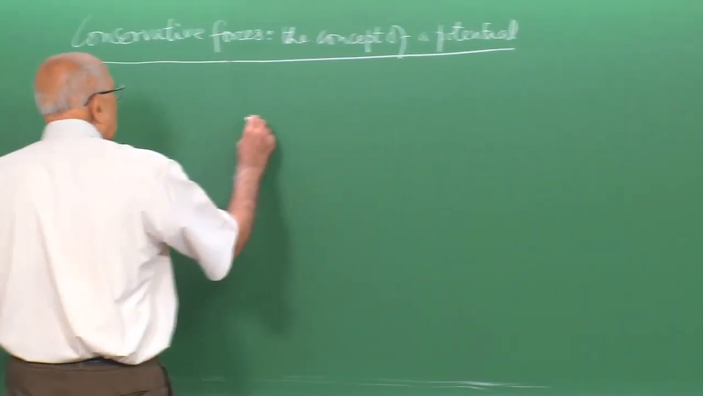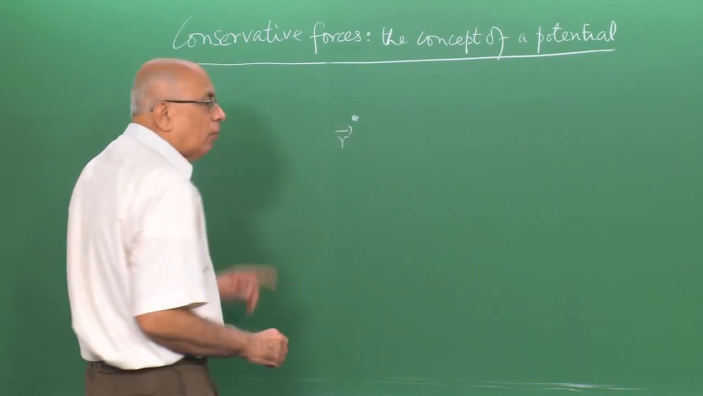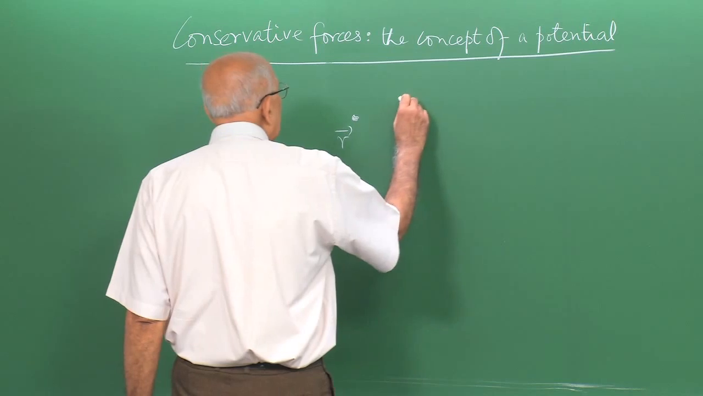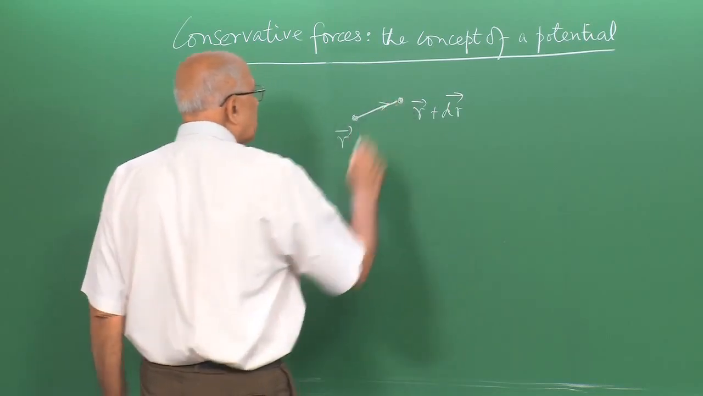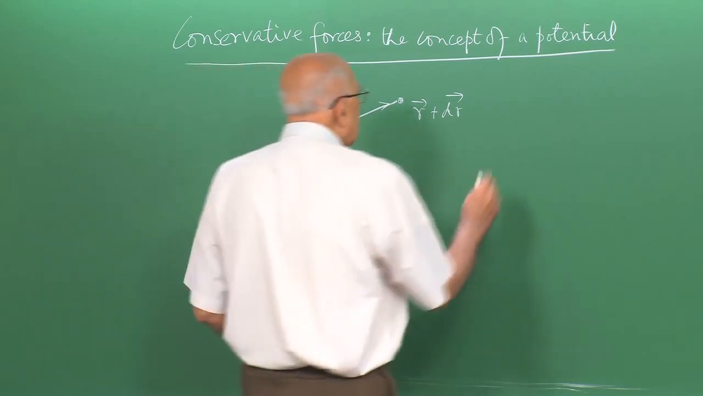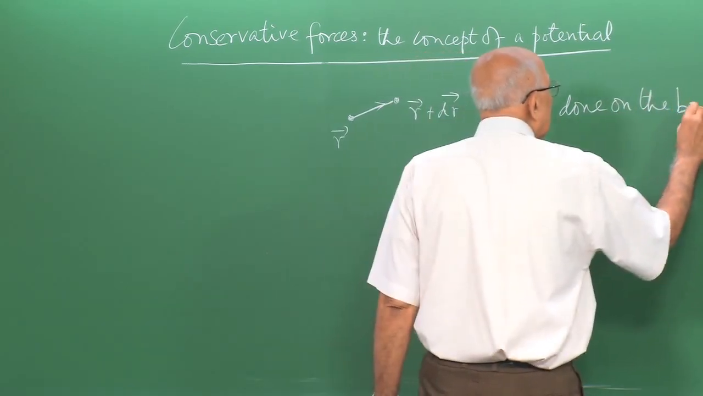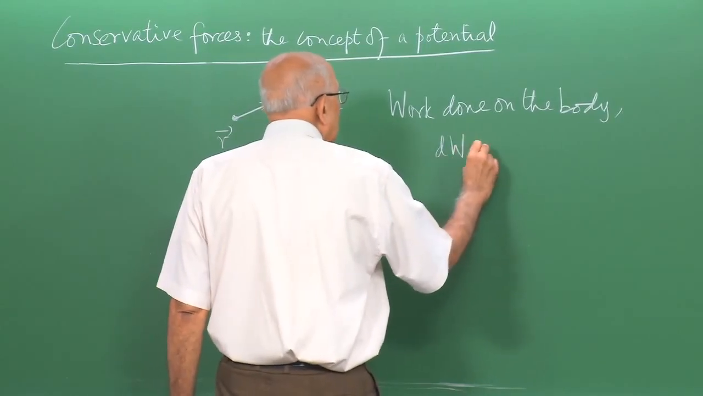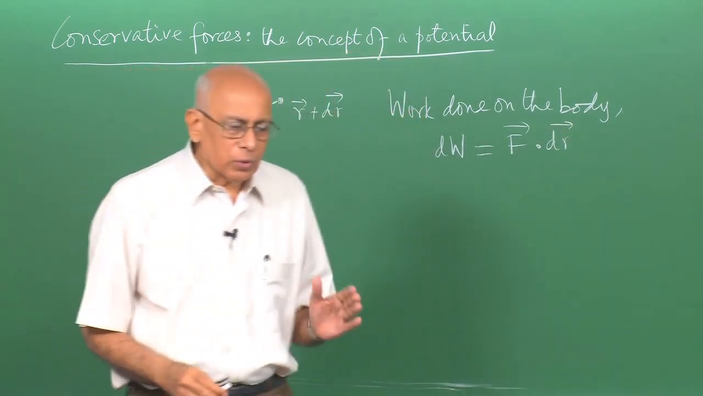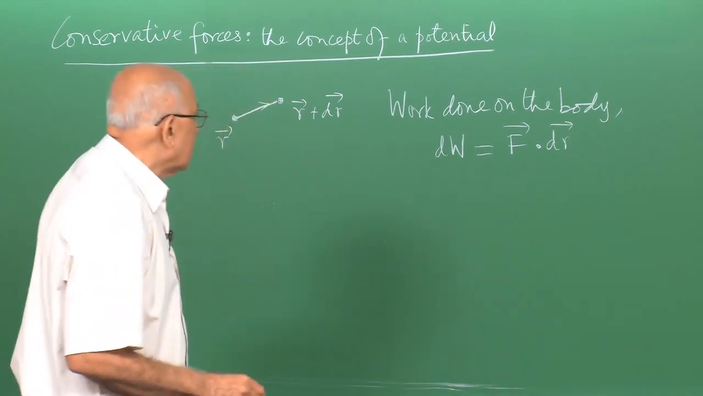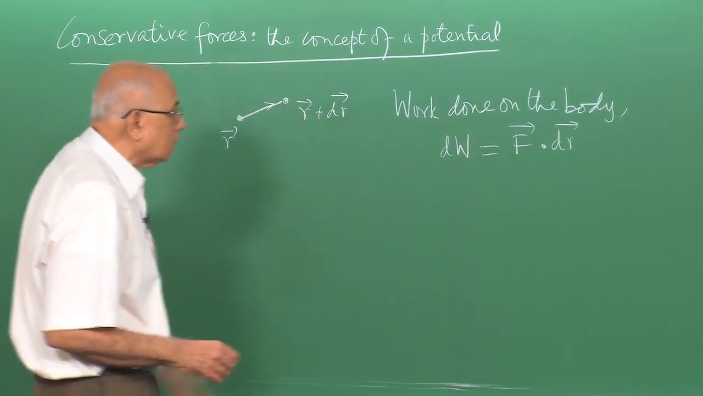We know that if you have a particle or a body of some mass m at some position vector r, and a force acts on it and displaces this object to a neighboring point, let us say r plus dr, then the work done on the particle or the body, let us call it dW, is equal to F dotted with dr. In other words, that component of the force which is along the direction of the displacement does the work, and this amount is given by the scalar product of F with dr.